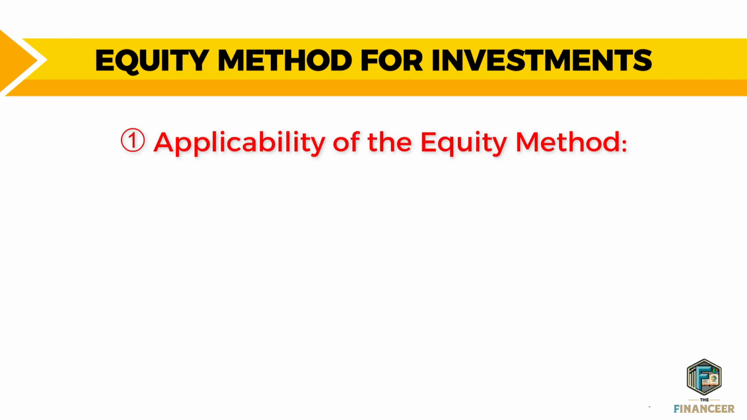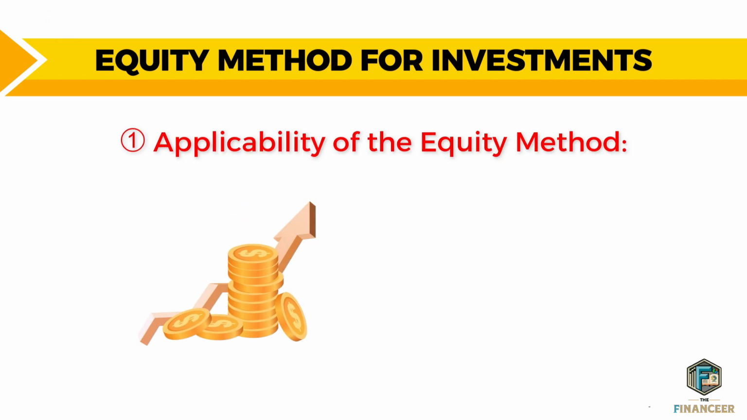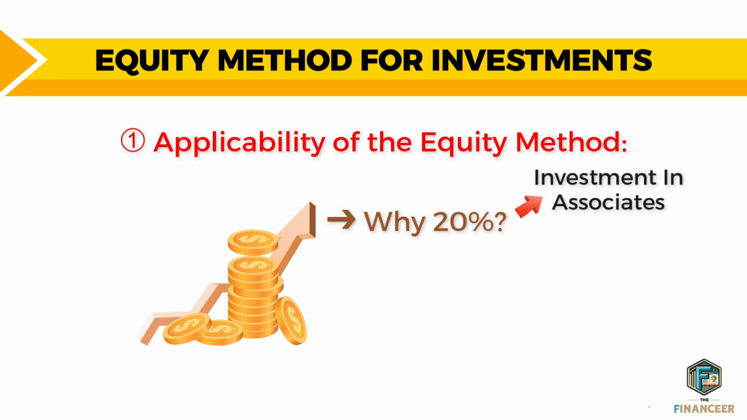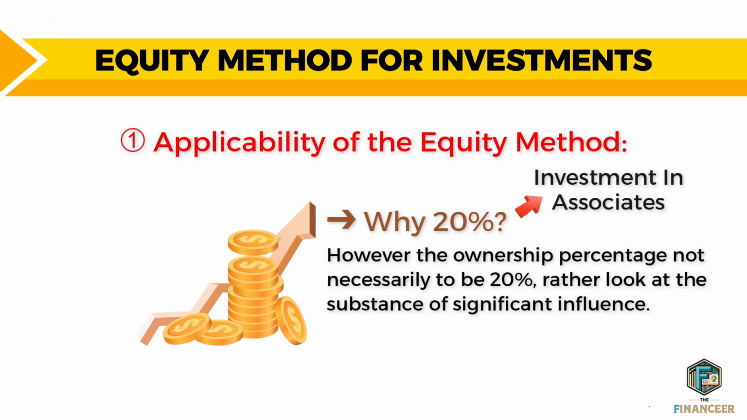Now, let's start and see how the equity method works. Not all investments warrant the equity method. You must hold 20% or more of the voting rights in the investee to qualify. Why 20%? This threshold indicates significant influence, meaning you can exert significant influence over the investee's financial and operating decisions. Think of it as having a seat at the decision making table.